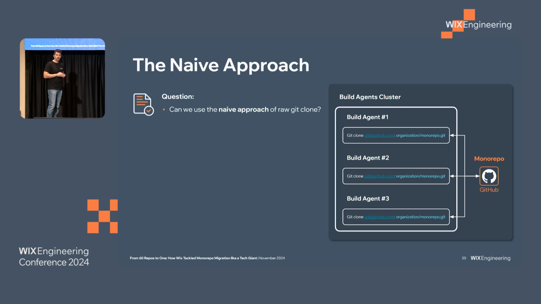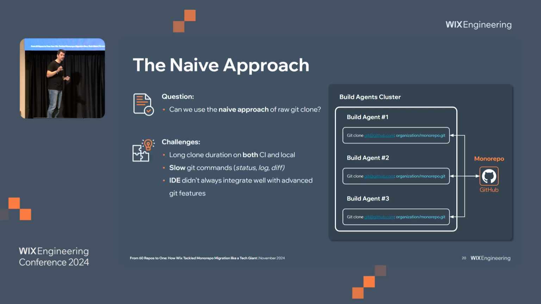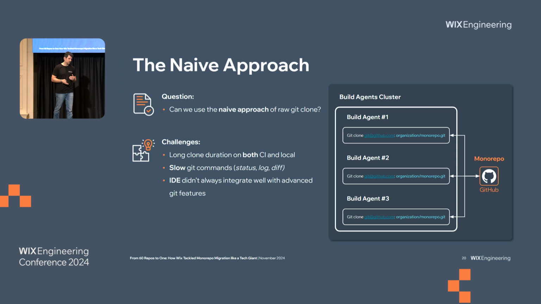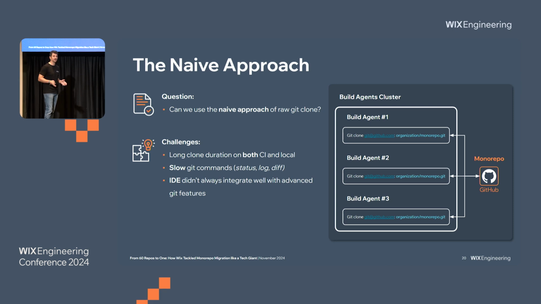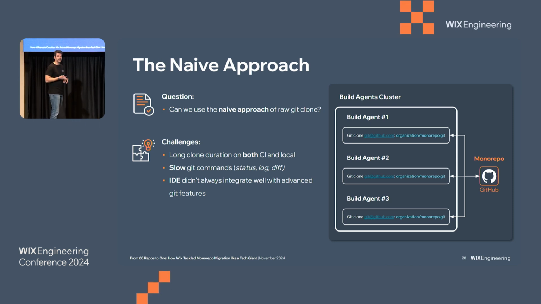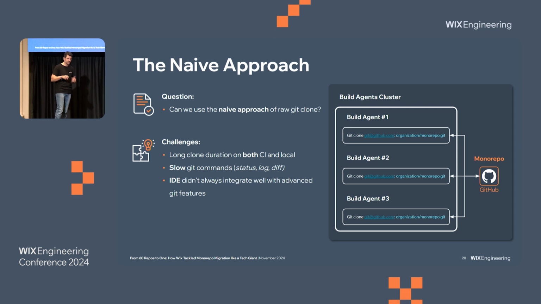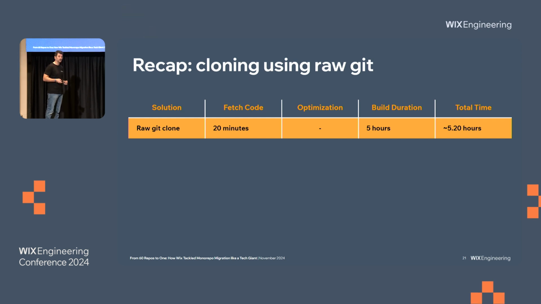So let's look at the naive approach of performing a raw Git clone on the build agents. Every build agent performs a raw Git clone directly from GitHub and starts to do its things. There are some challenges. First of all, long clone durations. You saw it takes 30 minutes to perform the specific raw clone on the build agent itself. Slow Git commands: with a lot of files, git status and diff take more time than expected. And IDEs: the latest and greatest advanced features that Git released don't always play nicely with IDEs. We can surely say that the naive solution won't cut it. 20 minutes to fetch the code, and eventually a total time of 5 hours and 20 minutes.